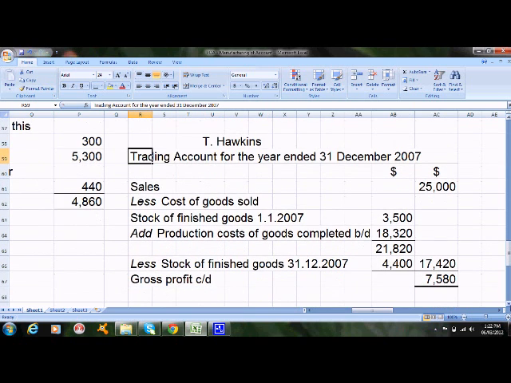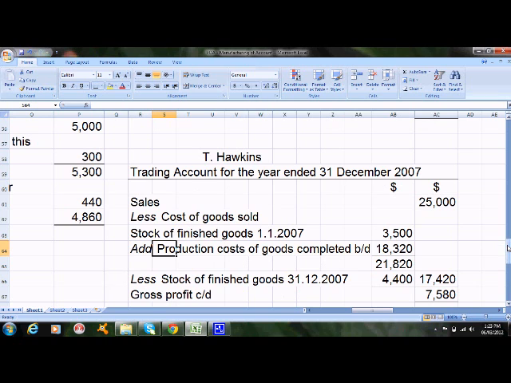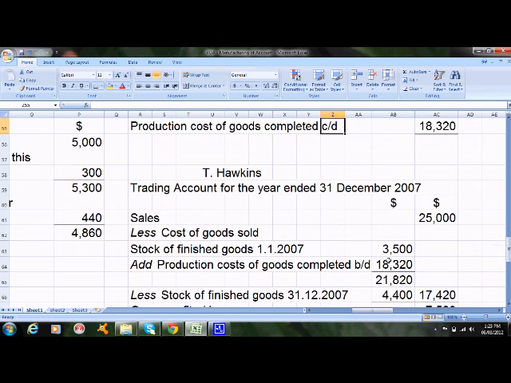Now we're given a scenario that the sales figure is 25,000, and we list the cost of goods sold. Stock of finished goods in this case is 3,500 as suggested. Now we're going to add our production cost of goods completed from the manufacturing account. So you see where this goes, friends? Up here you write CD, and down here you write BD, because you have brought it down to the trading account for the year ended.